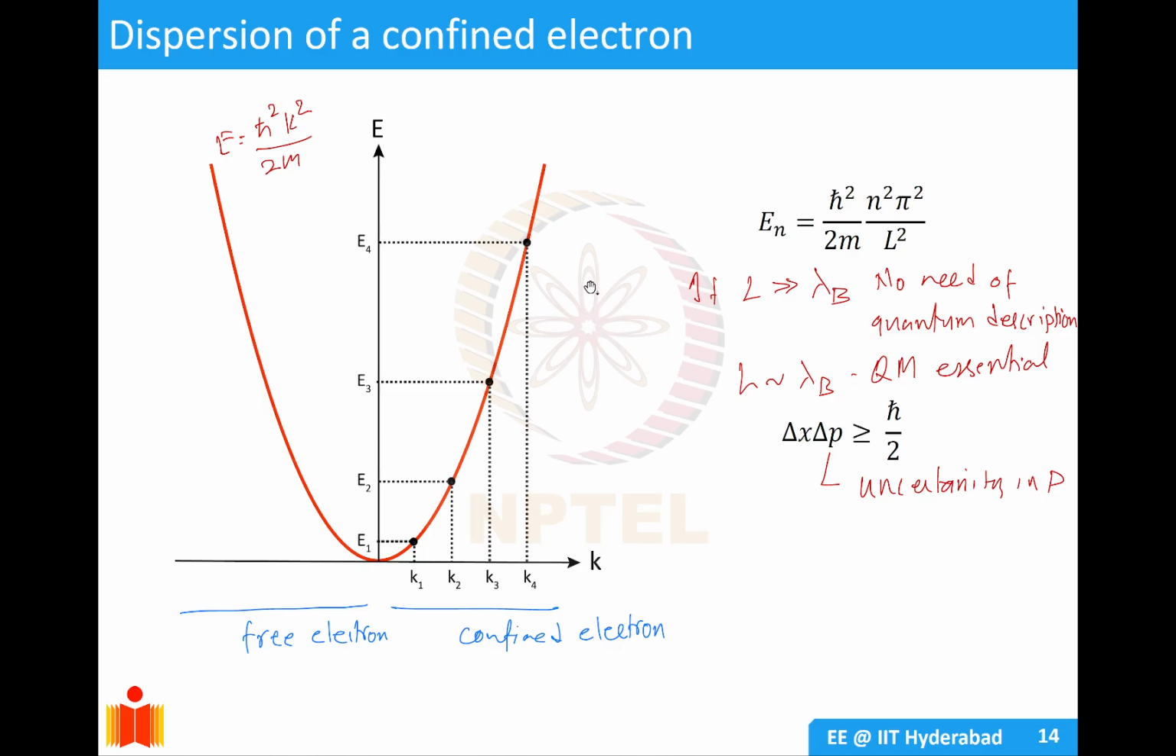For quantum mechanics, the L has to be similar to lambda b. If it is greater than lambda b, then there is no need for using quantum mechanics. You can just use classical mechanics. And then this is the Heisenberg uncertainty principle: delta x delta p is greater than or equal to h bar by 2.